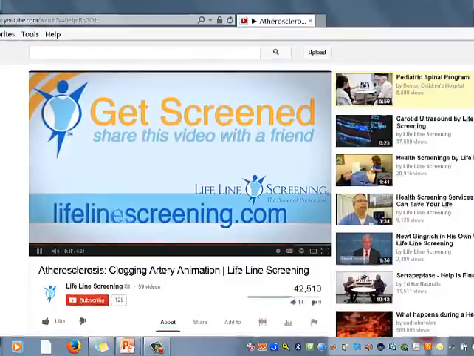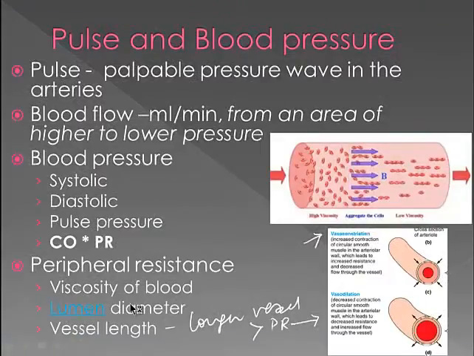Visit Lifeline Screening. So you can see in that when the vessel is narrowed, then blood has to flow through that narrow passage, and so resistance is offered, and automatically the peripheral resistance will go up, which means the blood pressure will go up.